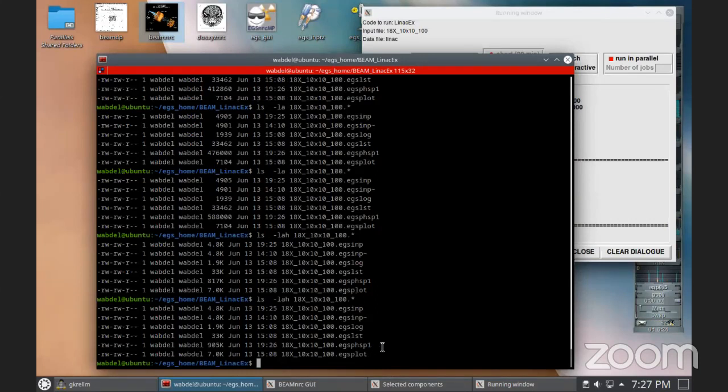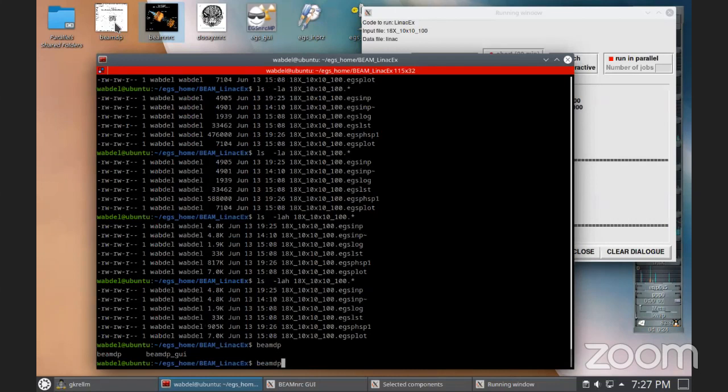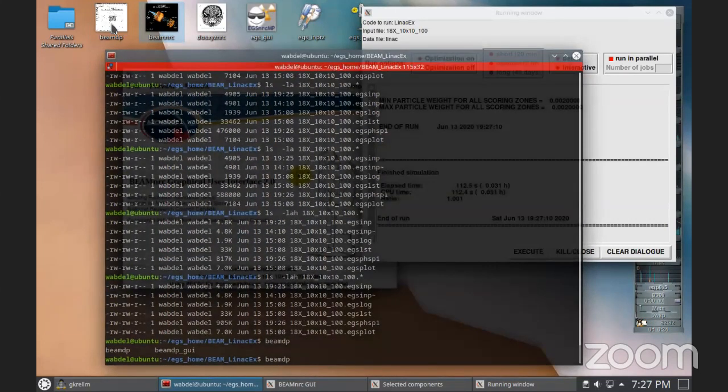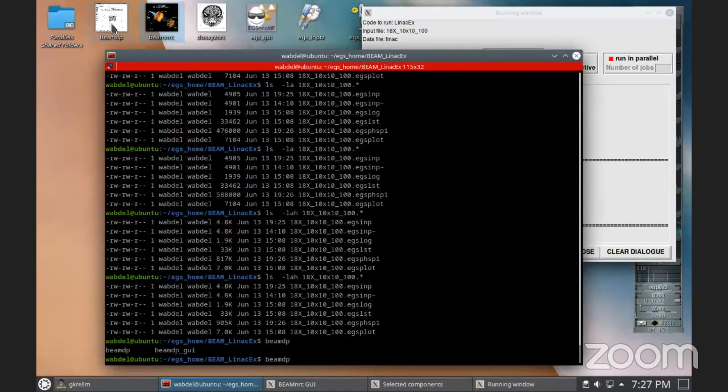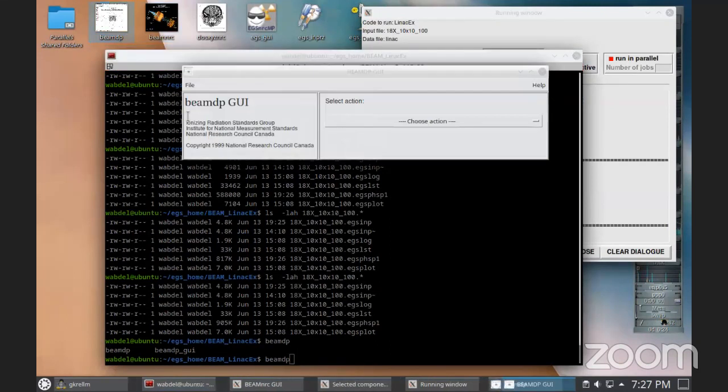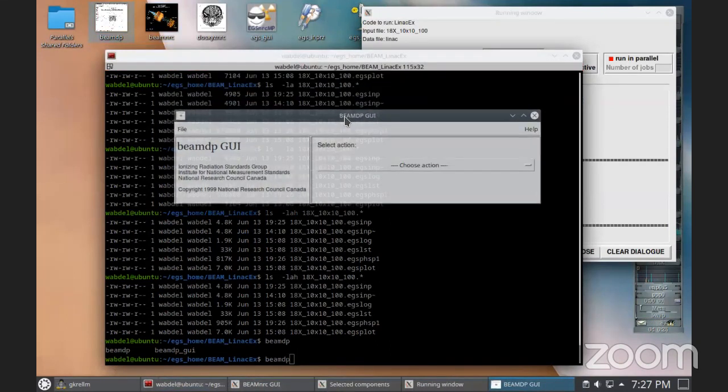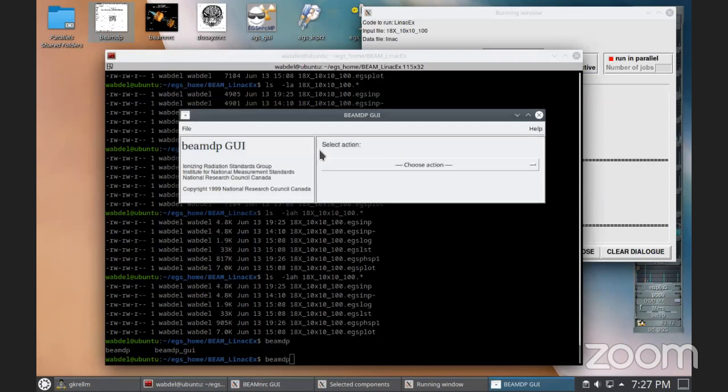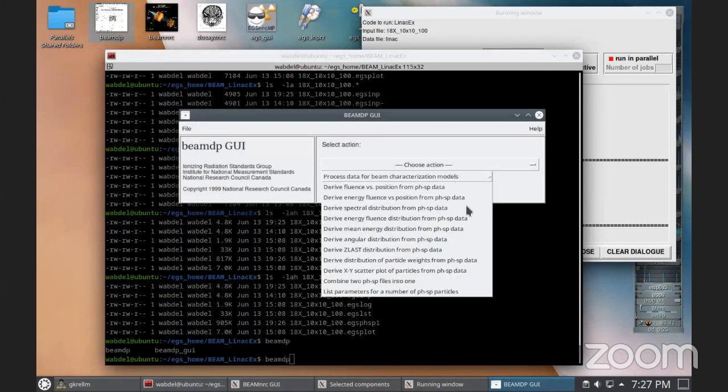Now, of course, this phase-space file is a binary file, so you cannot read it. If you want to know what's inside that file, what do you do? There is an application called BEAMDP. Luckily, there is a GUI for it, and there should be a shortcut on your desktop. If you click on it, this is the BEAMDP GUI.